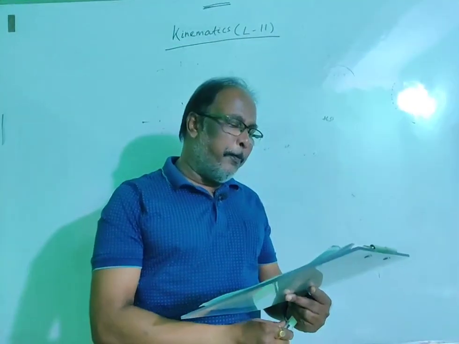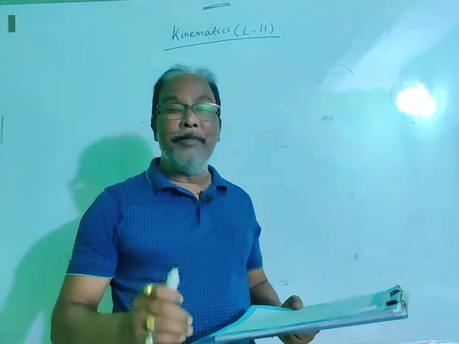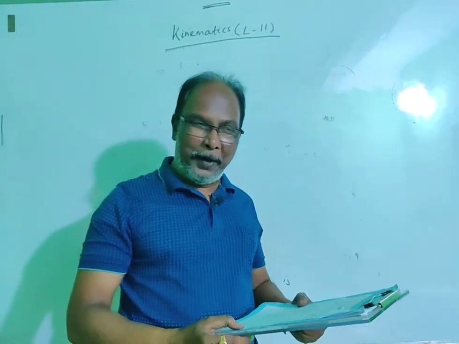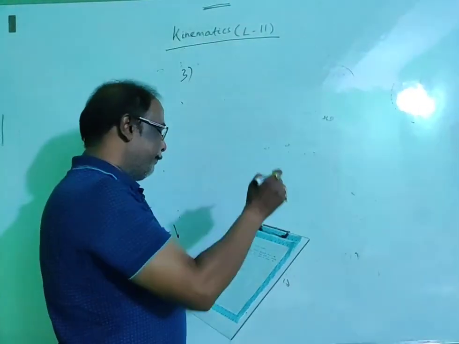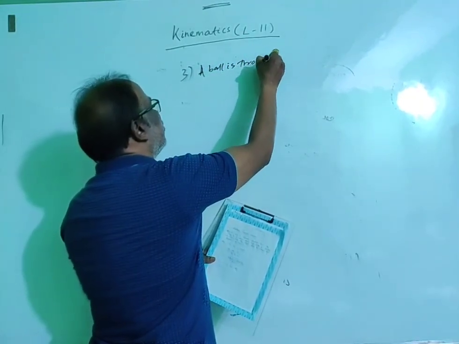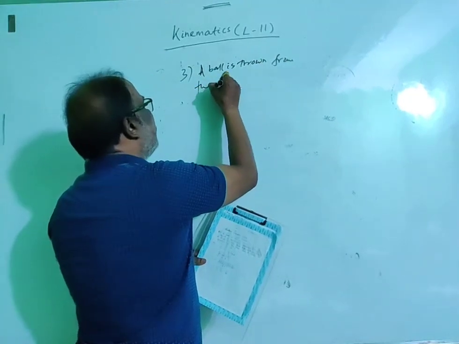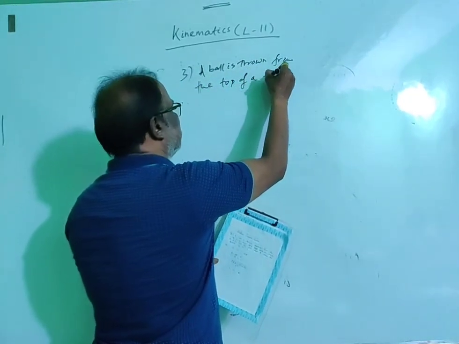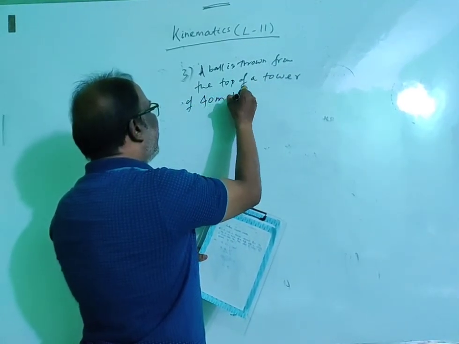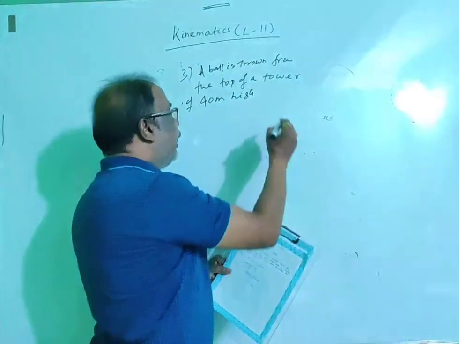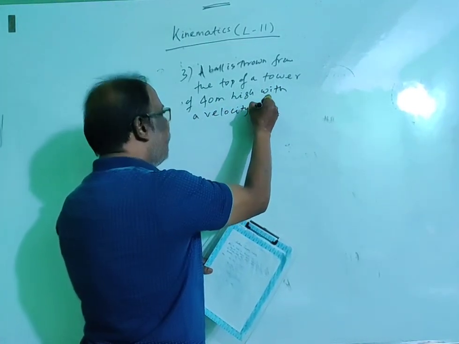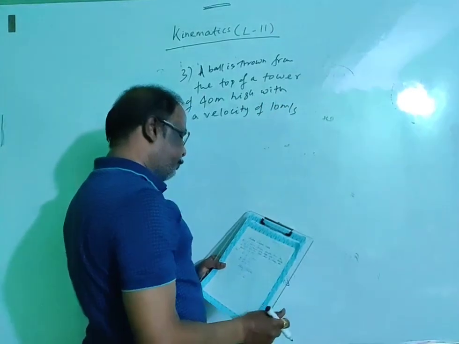A ball is thrown upward from the top of a tower. Again, the conceptual question, similar concept. Ball is thrown from the top of a tower. Let's see question number 3. A ball is thrown from the top of a tower of 40 meter high, with a velocity of 10 meter per second.